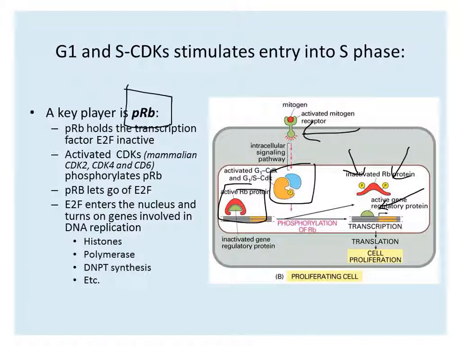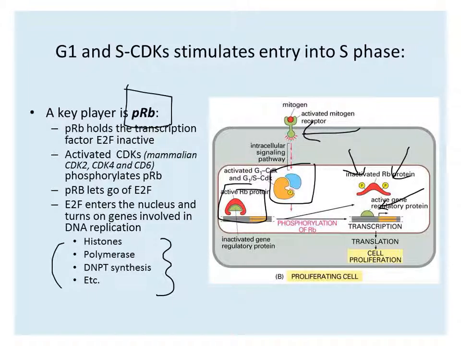When E2F is released, it will bind to specific genes and lead to their transcription. Some of the genes that become transcribed in the presence of E2F are histones, DNA polymerase, and important enzymes needed for nucleotide synthesis, etc.